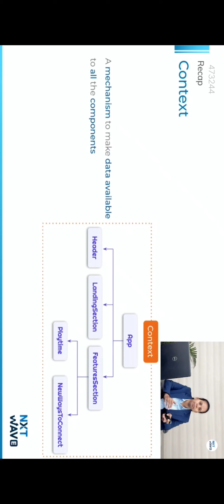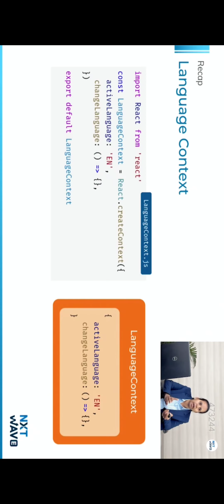Context is a mechanism using which we can make data available to all the components, right? We also understood how to create the context. We'll write React.createContext and provide the initial value for the context. This will return an object, the context object, which is the language context here, and we'll export it, and we can make use of this language context in various other components, right? In the language context, we have the active language, initialized with English. And then there is changeLanguage, a method using which we can update the active language. Currently, it is empty. So this was the context that we created.